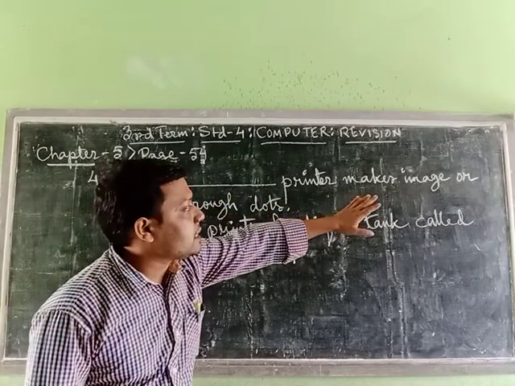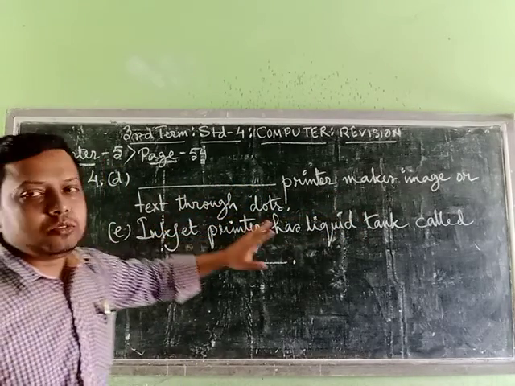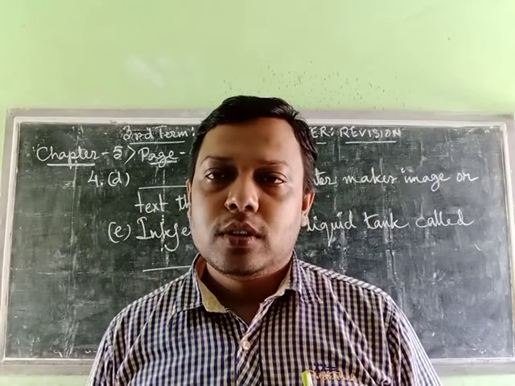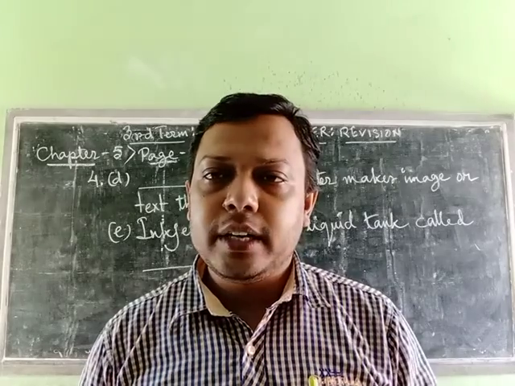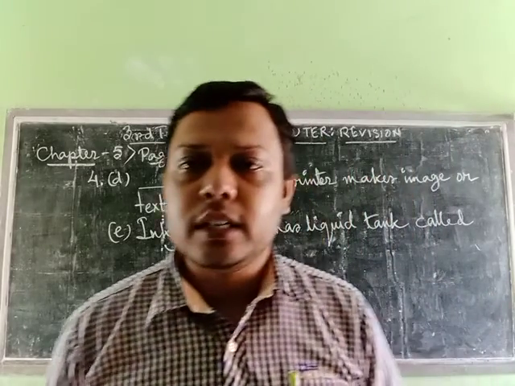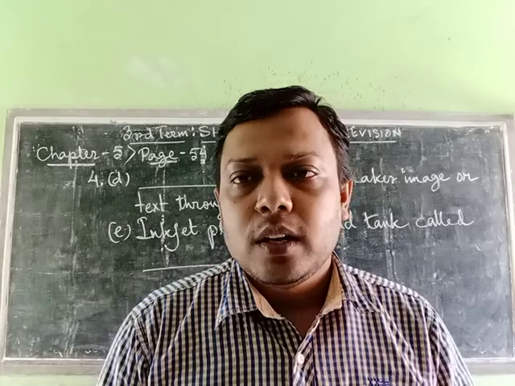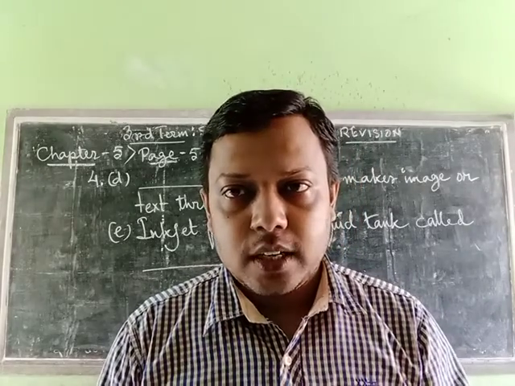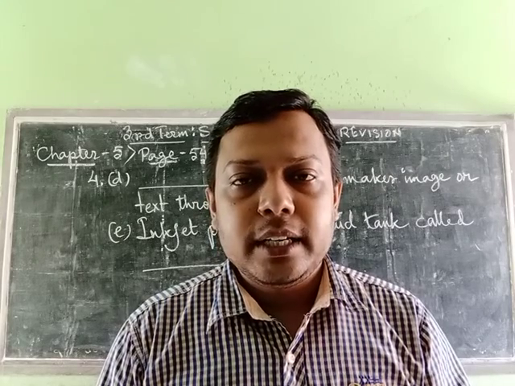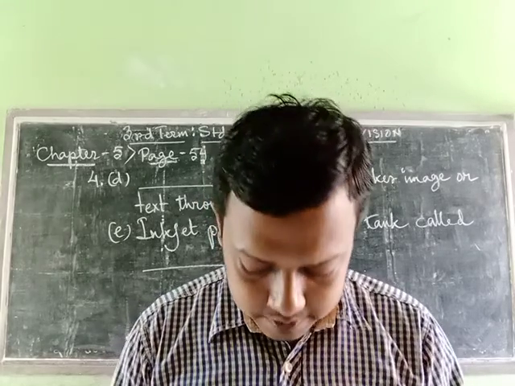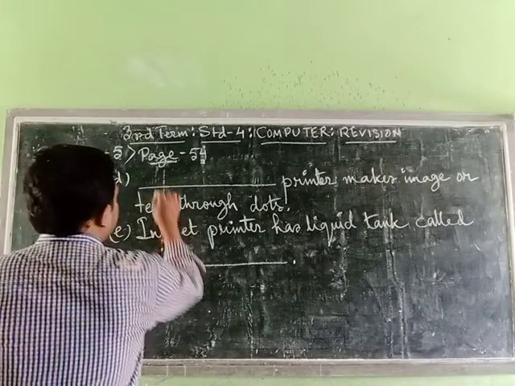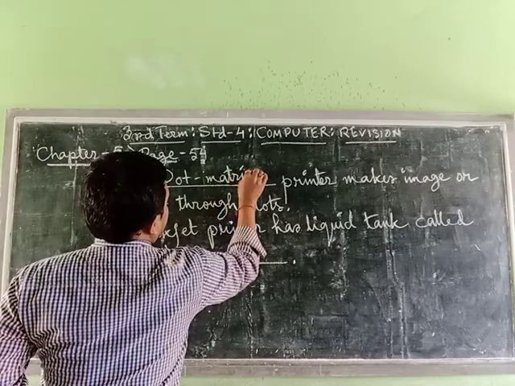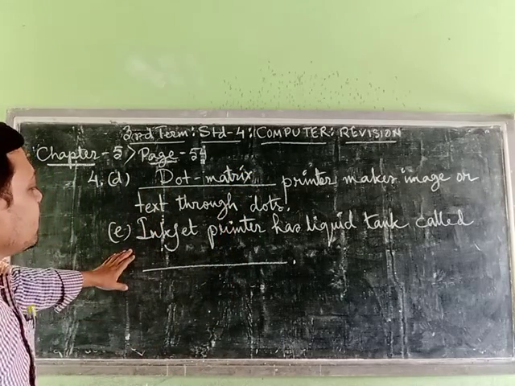Dash printer makes image or text through dots. Now we have learned and come to know many printers in this chapter, because this chapter is about only printer. So we know about a printer which makes image only through dots, and that printer is dot matrix printer.